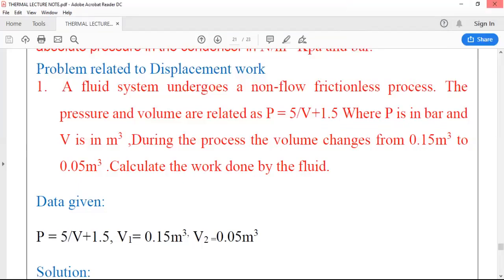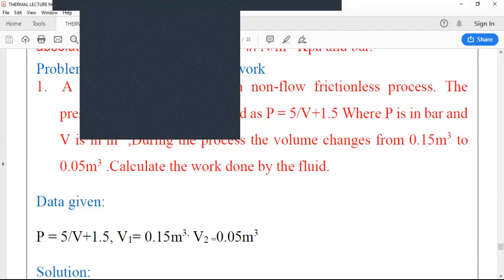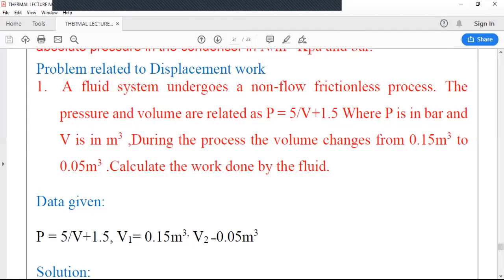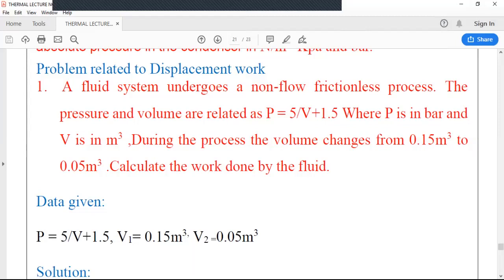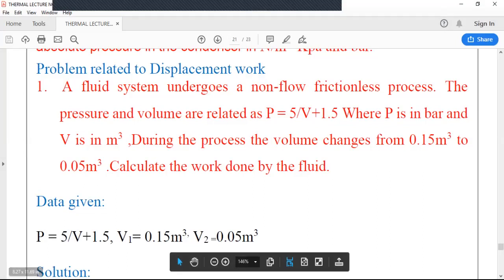So now we will discuss a displacement work problem. A fluid system undergoes a non-flow frictionless process. The pressure and volume are related as P = 5/V + 1.5, where pressure P is in bar and volume is in meter cube. During the process, the volume changes from 0.15 meter cube to 0.05 meter cube. Calculate the work done by the fluid.